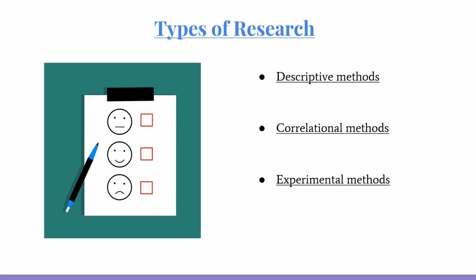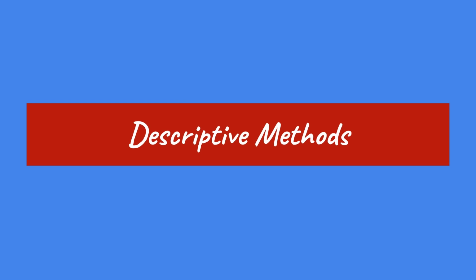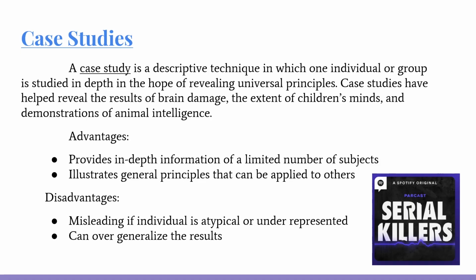Now let's look at the types of research that are done in psychology. While doing each type of research, use the scientific method. First, we've got the descriptive methods, which include case studies. A case study is an in-depth examination of a single research participant.